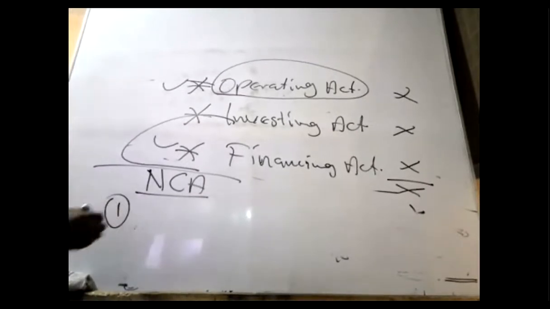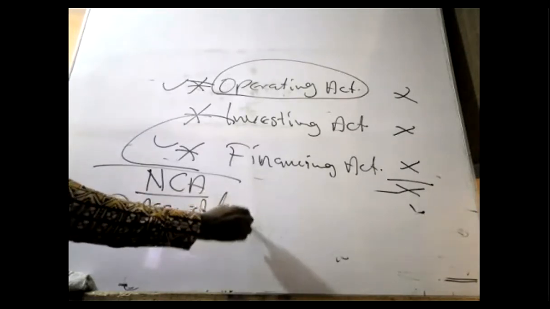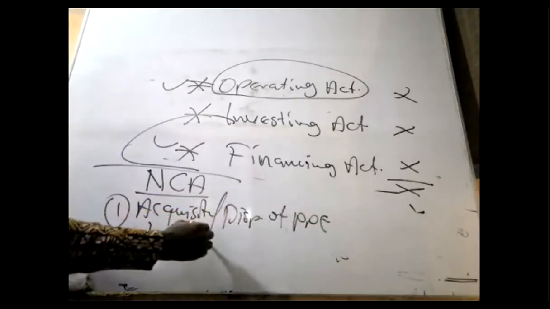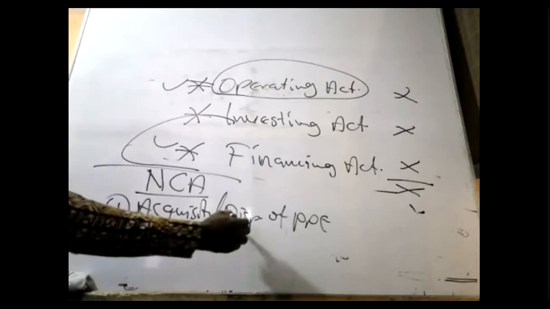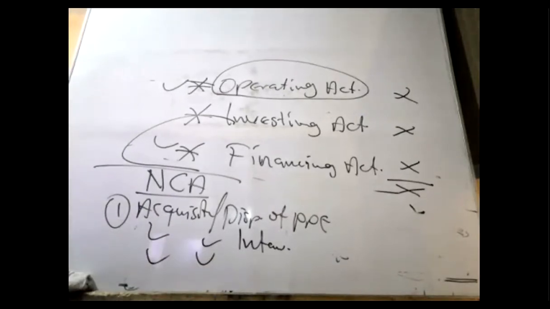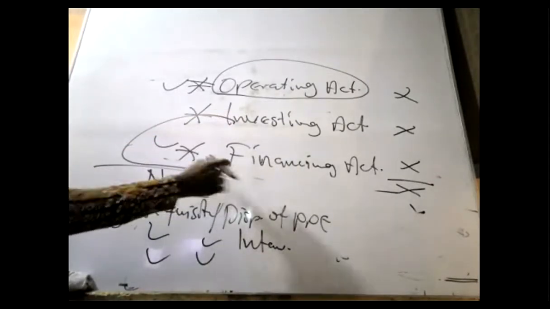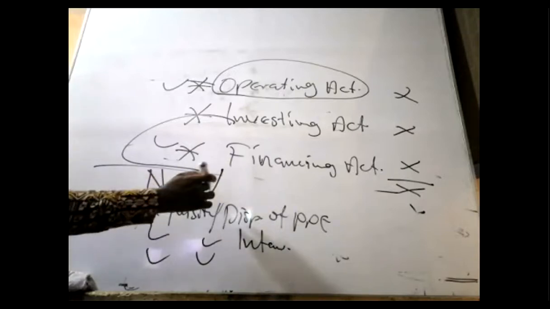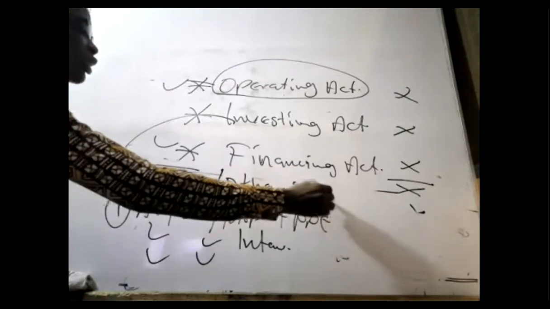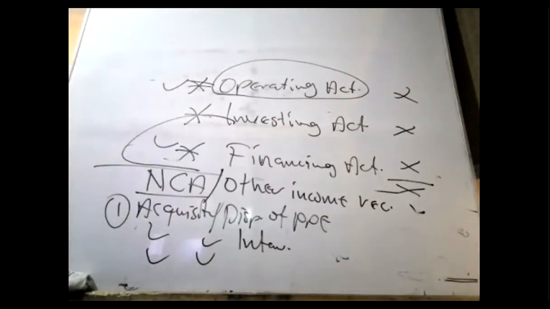So number one, acquisition and disposal of what? PPE. The same thing applies to what? Intangible. Acquisition and disposal of what? Intangible assets. Acquisition and disposal of what? Investment. All of them. Now, if investing is about non-current assets and their income, any other income received. So other income what? Other income received. Good.